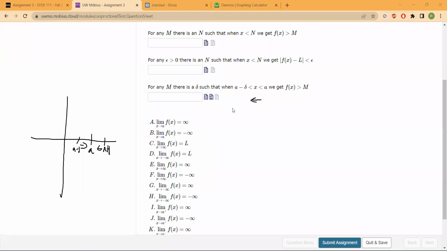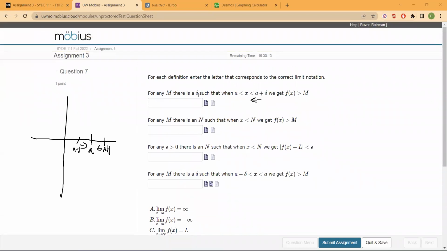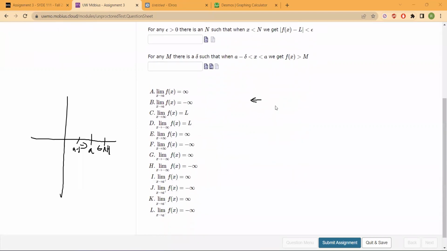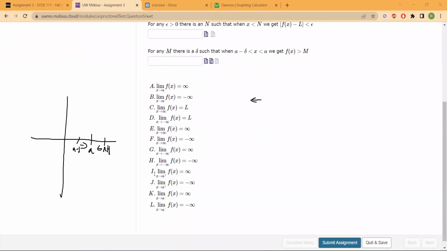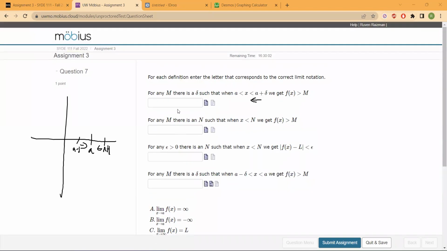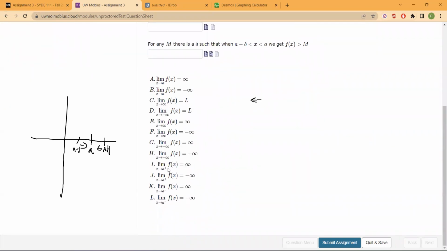So as x approaches a from the right side, f of x is going to infinity. And that's right over here. As x approaches a from the left side, it approaches infinity.